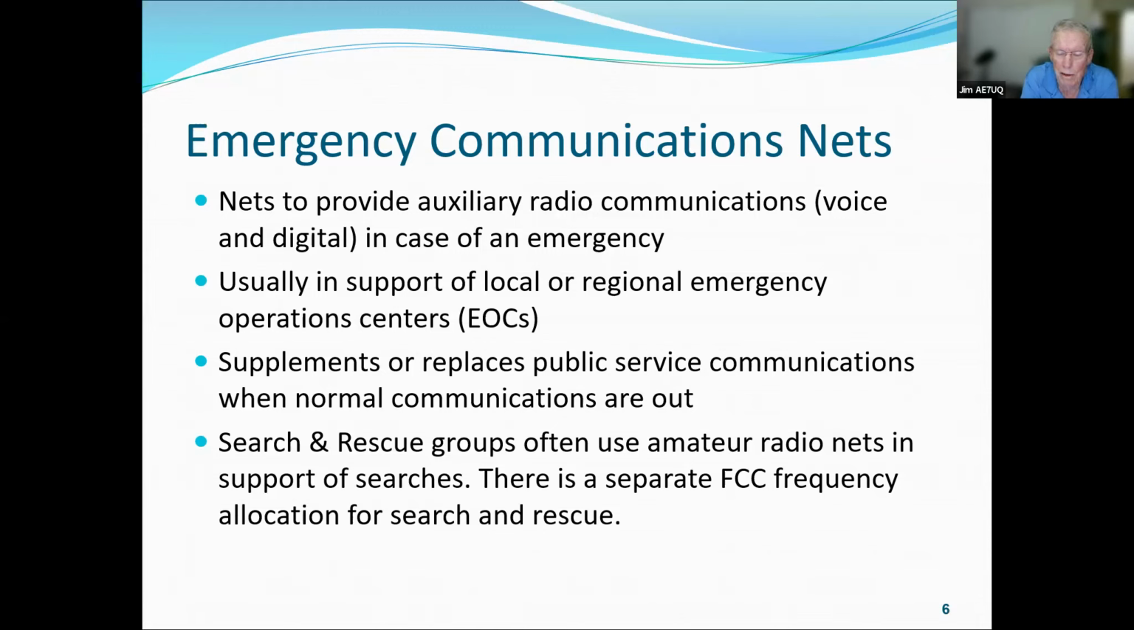We've got a group in our location here that supports search and rescue, the sheriff's office in our county search and rescue. And so if they're out on a search, they will set up a net for communications with folks out looking for a lost person or whatever. And there is a separate band or number of FCC frequency allocation for search and rescue. They're in 155, as I recall, 155 megahertz. It's a little outside the amateur band.